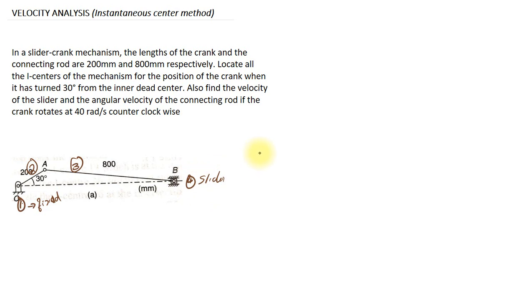First of all, we have to find how many instantaneous centers there are for this question. The number of instantaneous centers is N equal to n into (n minus 1) divided by 2. Here small n is equal to 4, that means 4 into 3 by 2 is equal to 6. So the number of instantaneous centers will be 6.